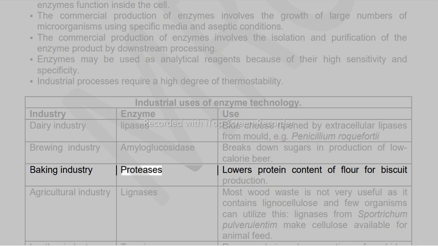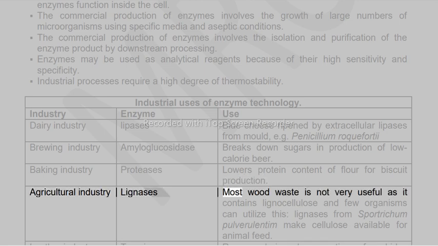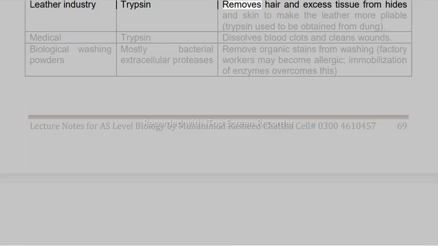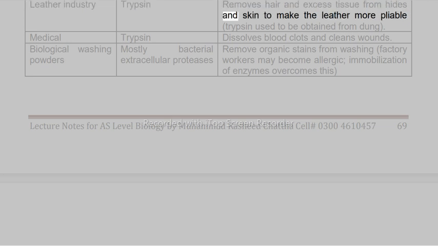Baking industry: proteases lower protein content of flour for biscuit production. Agricultural industry: lignases. Most wood waste is not very useful as it contains lignocellulose and few organisms can utilize this. Lignases from Sporotrichum pulverulentum make cellulose available for animal feed. Leather industry: trypsin removes hair and excess tissue from hides and skin to make the leather more pliable. Trypsin used to be obtained from dung.